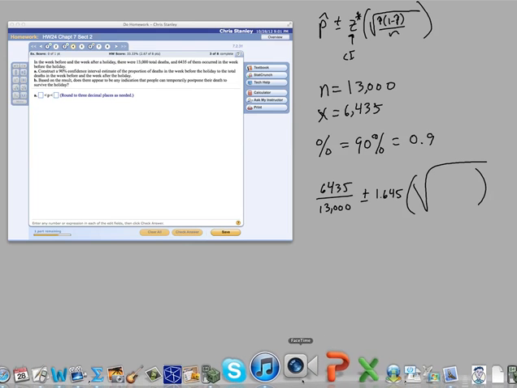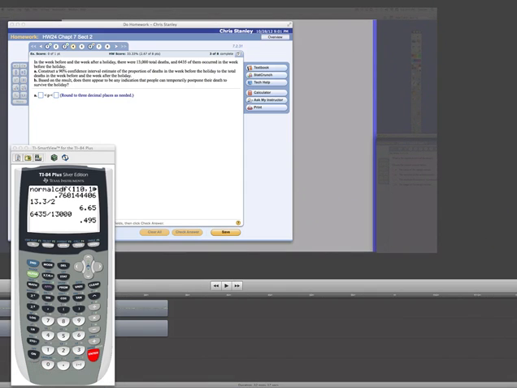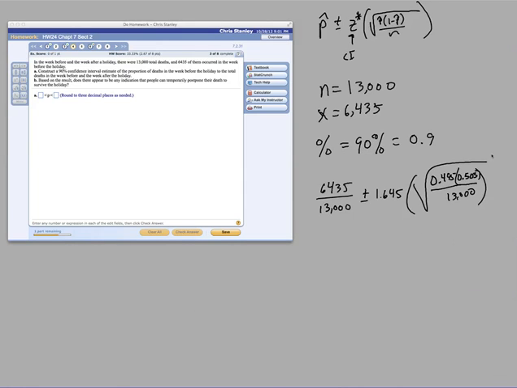Let's see if this comes out to be something small or something big. 6435 divided by 13,000. Okay, good. This is going to be 0.495, times 1 minus that, which will be 0.505. If you do 1 minus this number, that's what you'll get, divided by 13,000. Just give me a second to get rid of this. If you wanted to do this all by hand, you could do all that by hand.